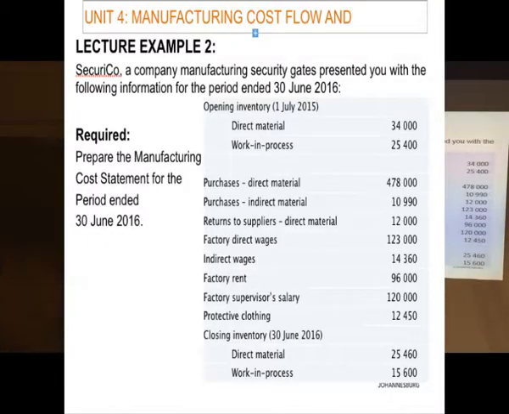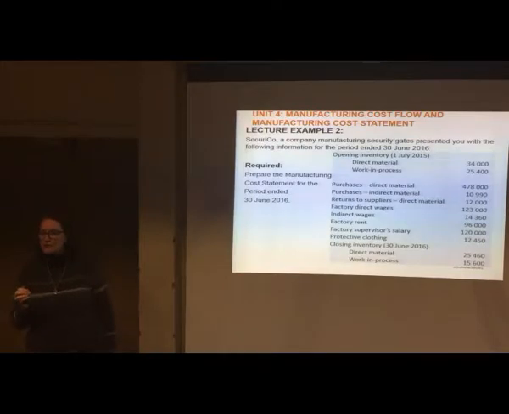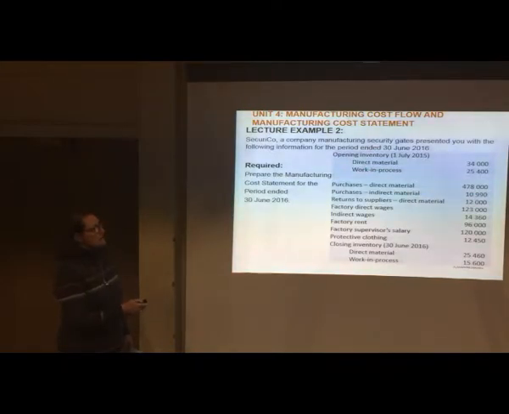So we've done this lecture example now. We're going to do another lecture example now. In this case, we have opening inventory and closing inventory. We have opening inventory of direct materials, and raw materials are the same thing. When the raw materials become part of production, they become direct materials. This is the opening inventory of raw materials. We have to calculate the raw materials issued to production. This is the closing inventory of raw materials. And this is the purchase of direct materials, and this is the purchase of indirect materials. So now you can see this is a slightly more complicated one.